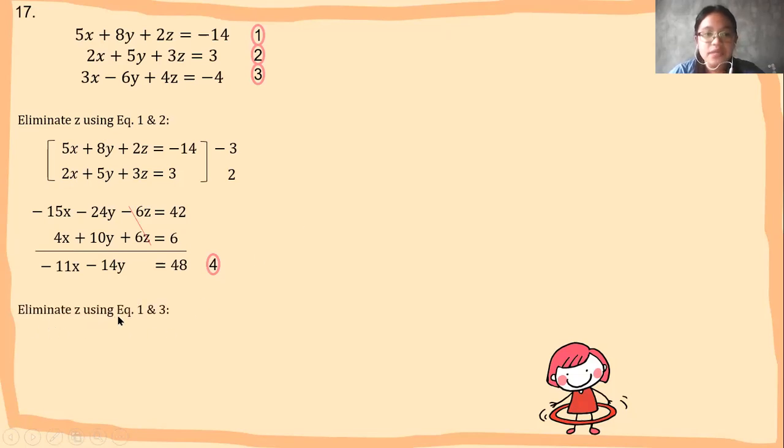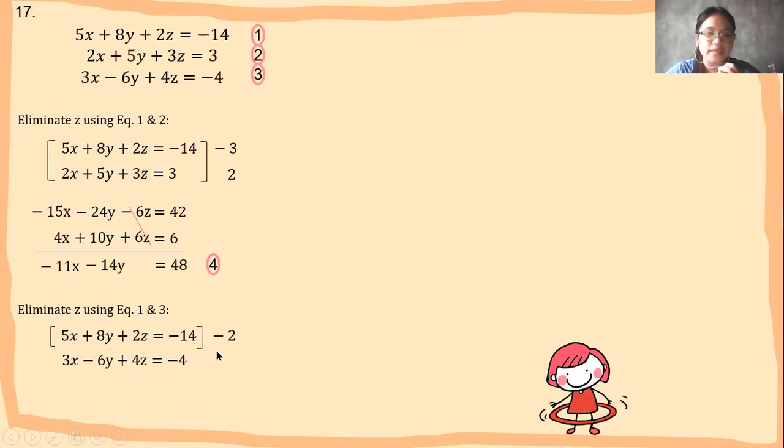Let's eliminate z using equation number 1 and 3 to get the equation number 5. So here is the equation number 1 and equation number 3. So we will find a number again to multiply to the equation number 1 or 3. It's either of the two or it can be both. It depends on the equation. So in these equations, equation 1 will be multiplied by negative 2. And I will leave the equation number 3.